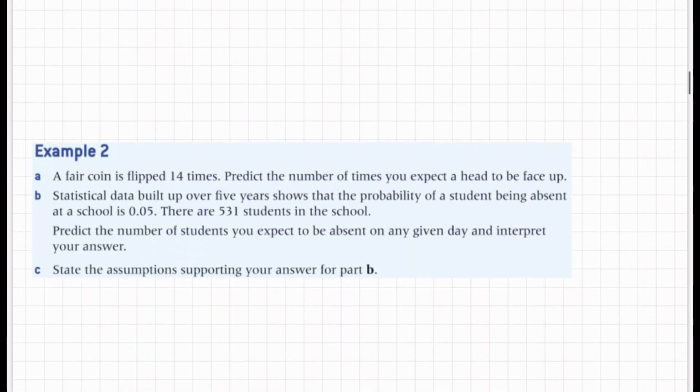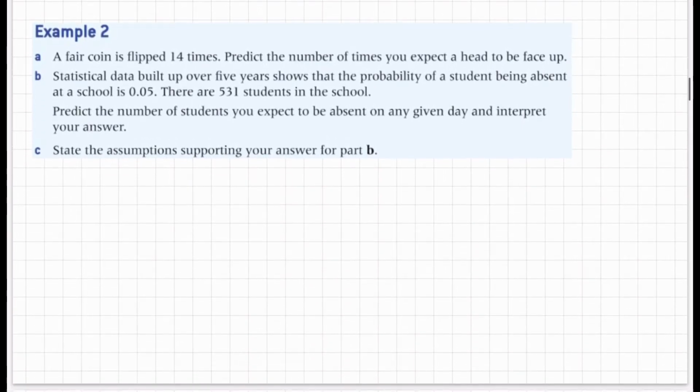Next example, a fair coin is flipped 14 times. Predict the number of times you expect a head to be face up. So we've got 14 trials, and times you'd expect a head to be faced up. It's a fair coin, which means a head is 0.5 or a half. So to work this out, we just have to do 14 times a half, which would equal 7. So you would expect 7 times to get a head. This is the number of trials times the probability.